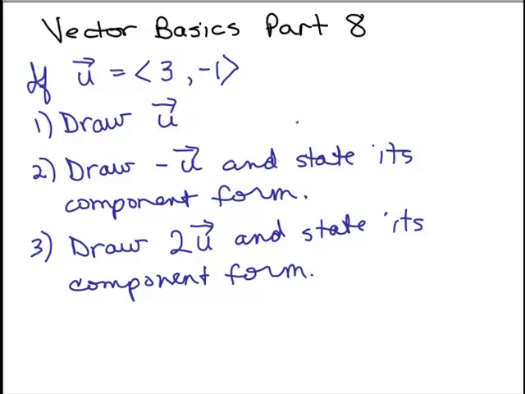This is part 8 of Vector Basics. We're going to do this problem. So we've got a vector u, and these are its components, 3, -1. We want to draw u, then we want to draw negative u and state its component form. And we're going to draw 2u and state its component form.